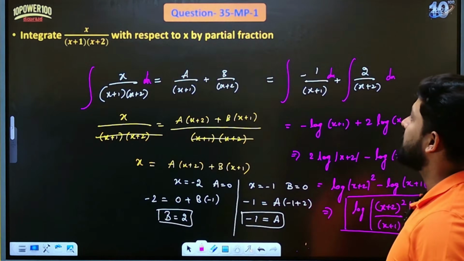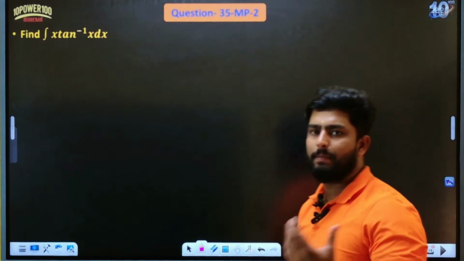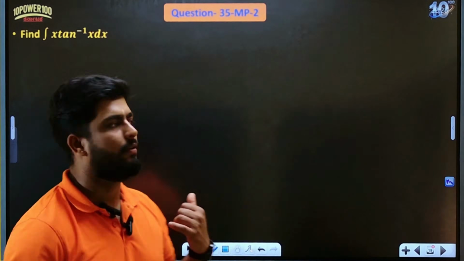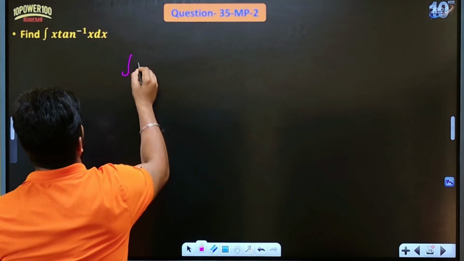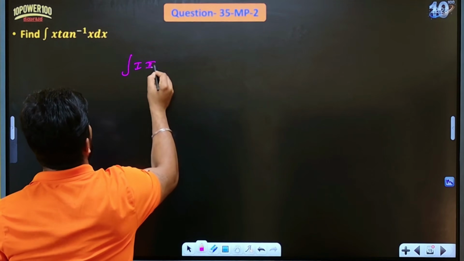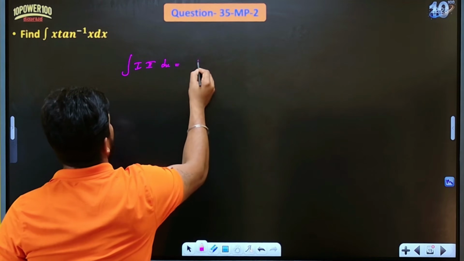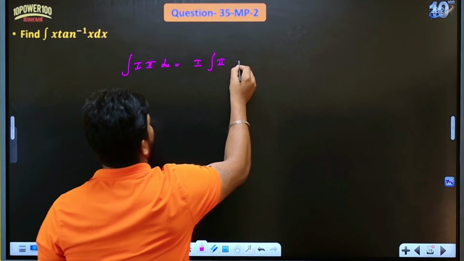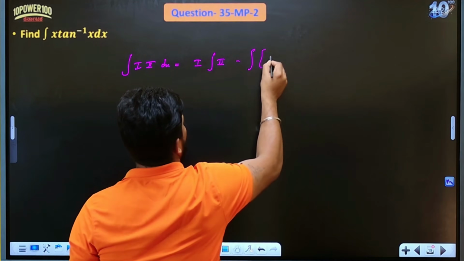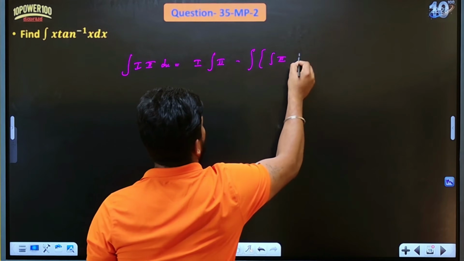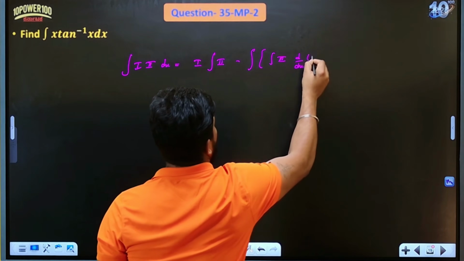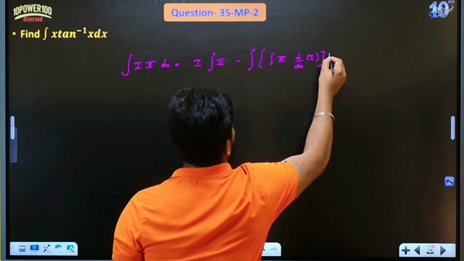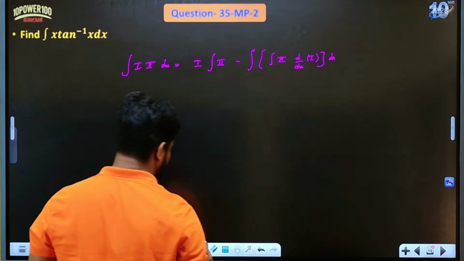Okay, next. So next one is by parts. So simple one. So first you write the formula. Integration of first into second dx. In this case, first function you keep as it is, integration of second function minus integration of second into d by dx of first into dx.